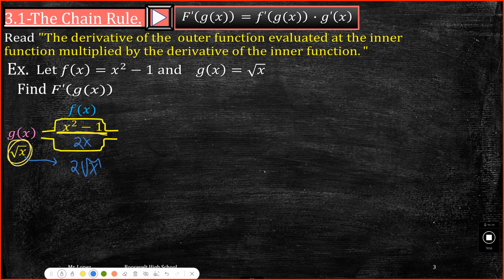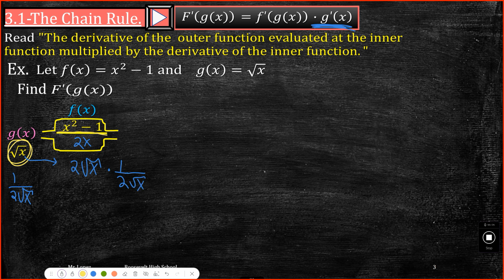Now we're going to take the derivative of the inner function and multiply. That's what goes here in the back, g prime of x. What's the derivative of square root of x? Didn't I tell you to memorize that? Isn't it 1 over 2 square root of x? Yes, thank you. So it's 2 square root of x at the bottom.